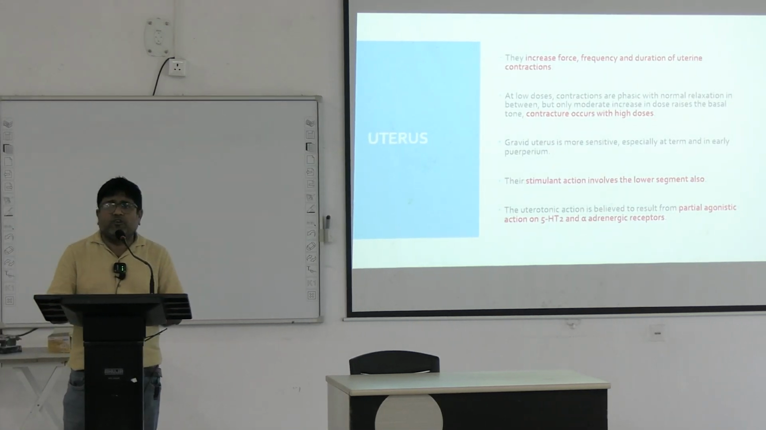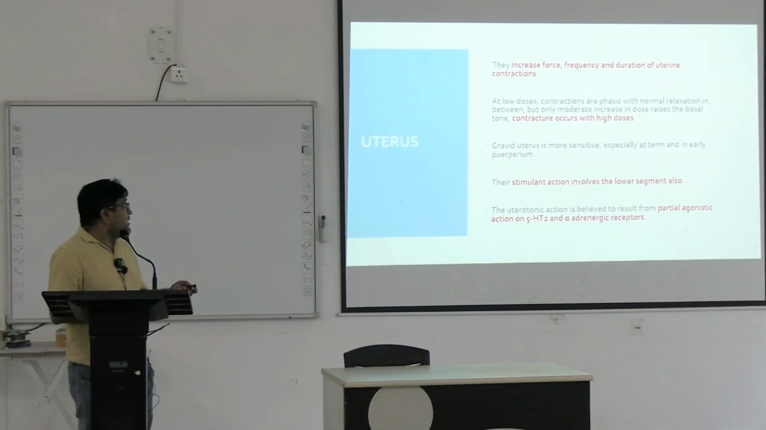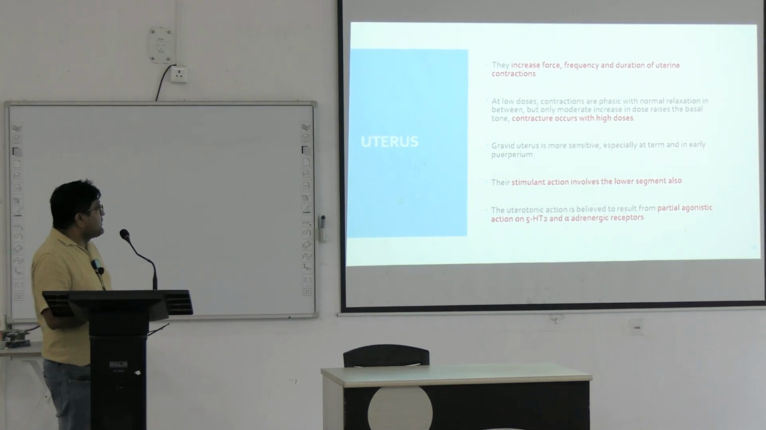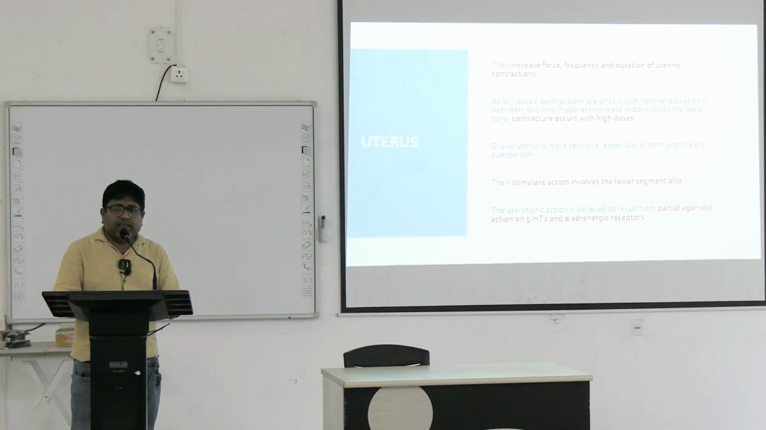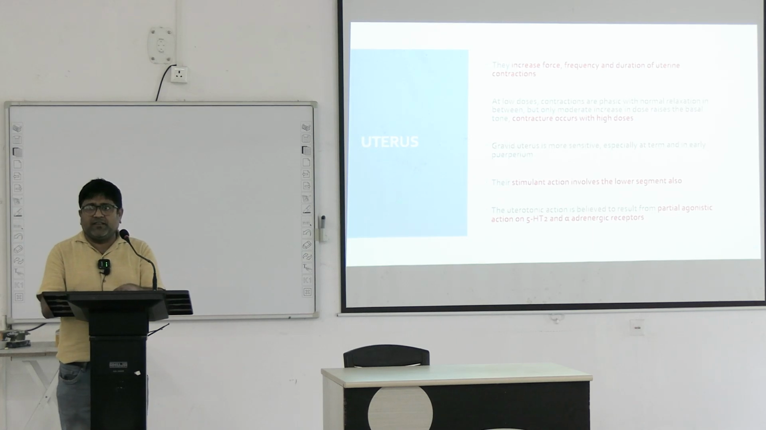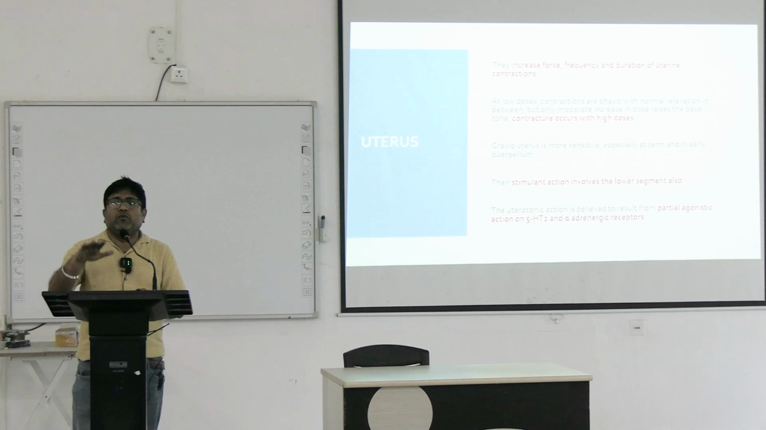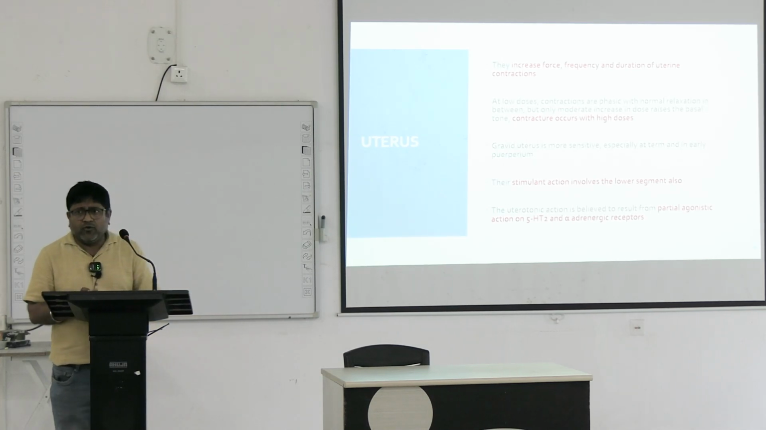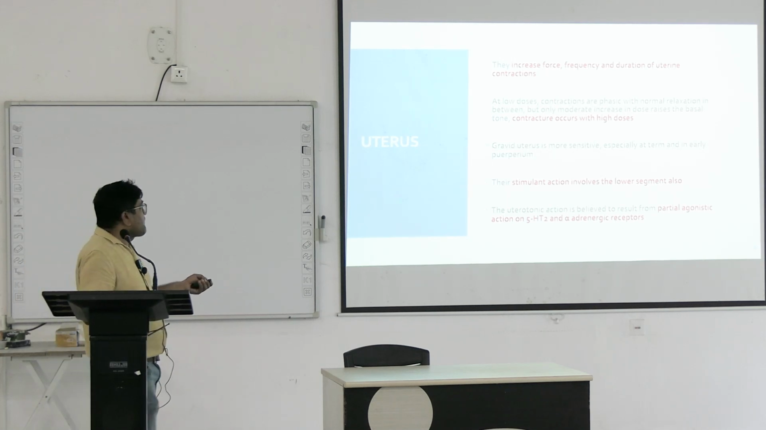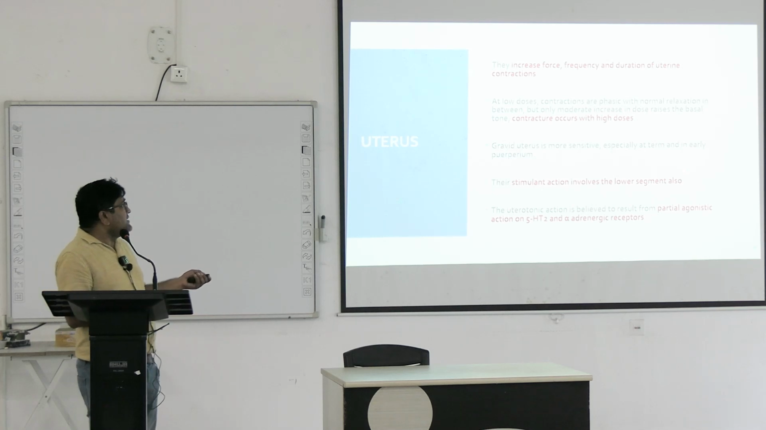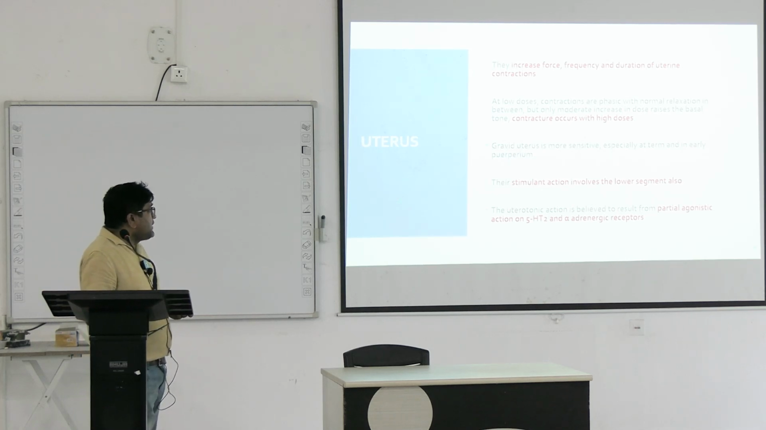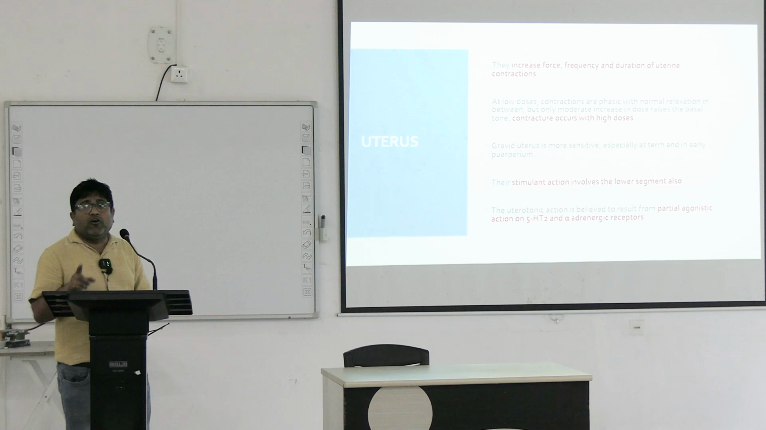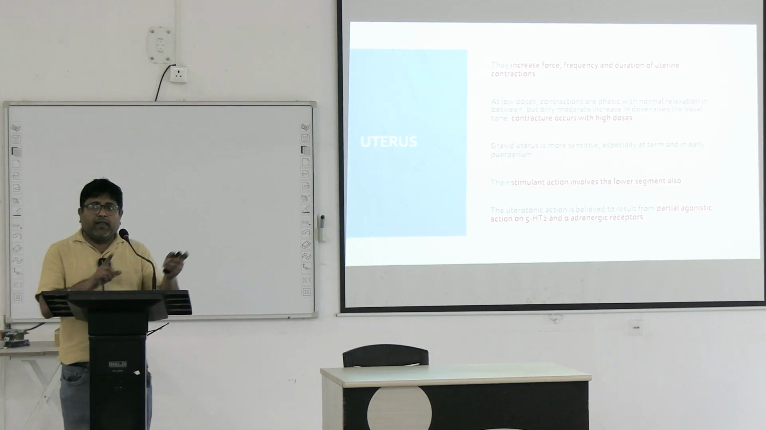Uterus: they increase the force of contraction, frequency of contraction and the duration of uterine contraction. At low doses, contractions are phasic, that is, there is relaxation of uterine muscle in between two contractions, but even in moderate dose, the basal tone is increased, and at higher dose uterine contracture results. Gravid uterus is more sensitive, like with oxytocin, especially at term and in early puerperium. Their stimulant action also involves the lower uterine segment, unlike oxytocin.